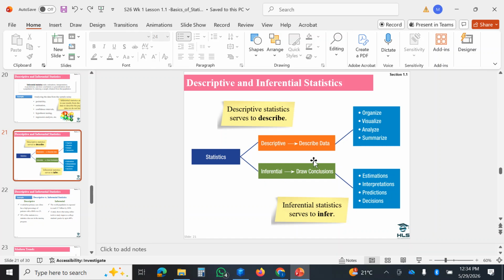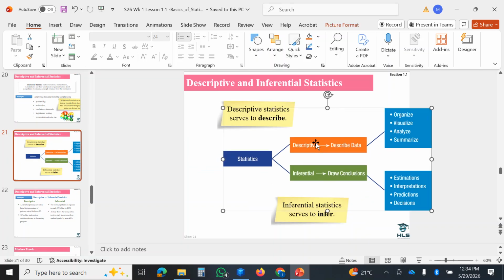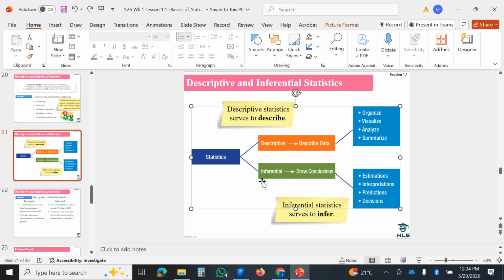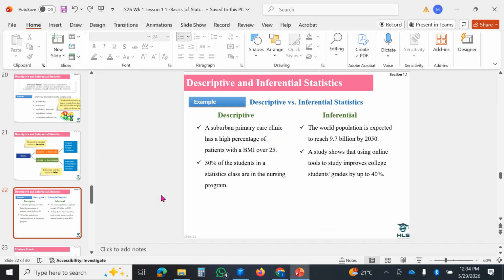Inferential statistics is used to draw conclusions, to describe what the data is telling me. With inferential, you're kind of limited in your data because it's coming from the sample, so you're going to try and draw conclusions from it, right? Descriptive: organize, visual, analyze, summarize. Inferential: estimation, interpretation, prediction, and decisions. Inferential infers, to infer. Okay, good.